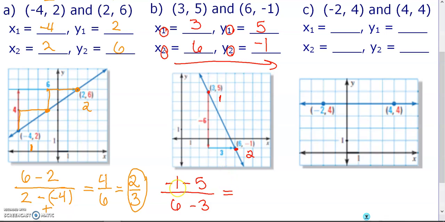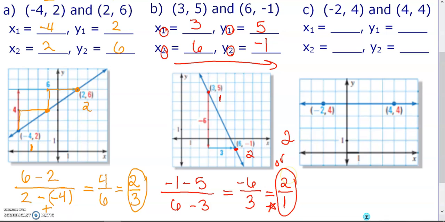Be careful with your negatives. Use your calculator if you need. -1 minus 5 is -6. 6 minus 3 is 3. And I'm going to go ahead and reduce this. Both can be divided by 3. -6 divided by 3 is -2, and 3 divided by 3 is 1. You can either leave it as this fraction, -2 over 1, or you could just write down a slope of -2. I think it'd be helpful as we're starting with slope to keep it in fraction form.